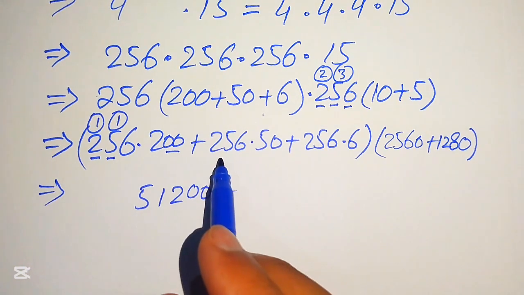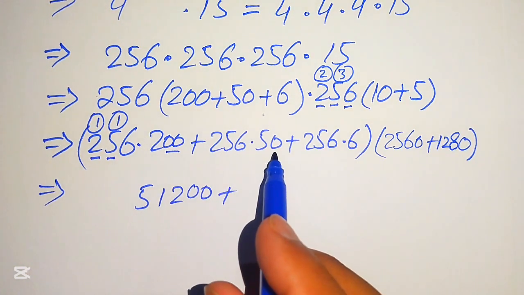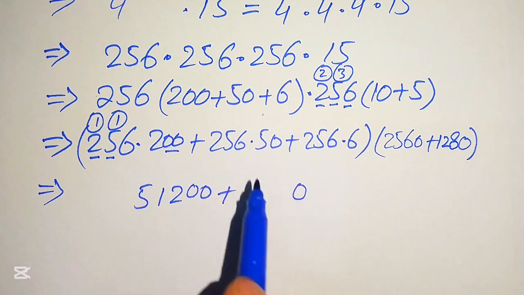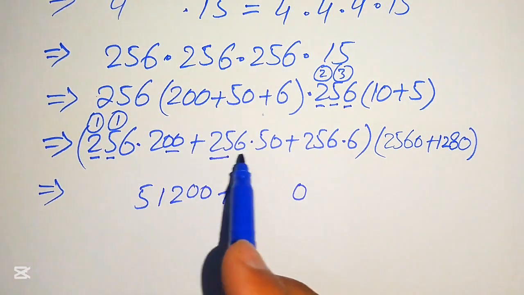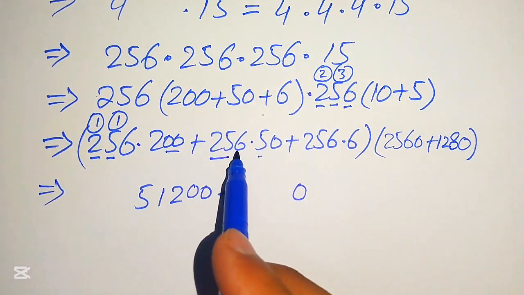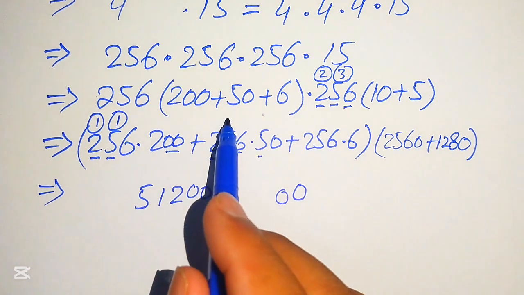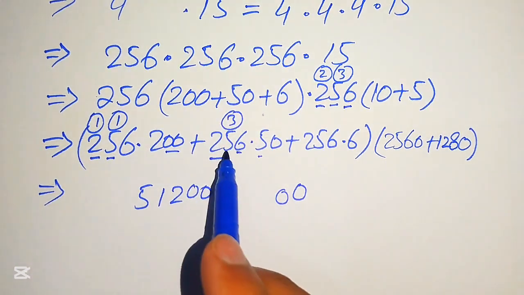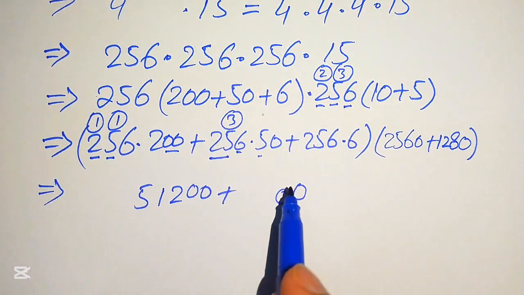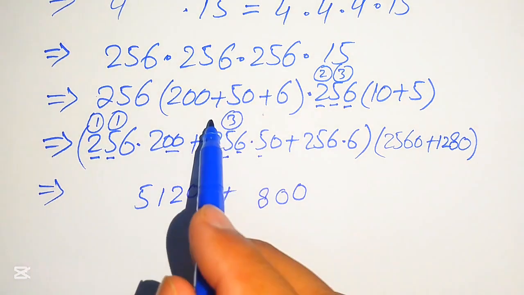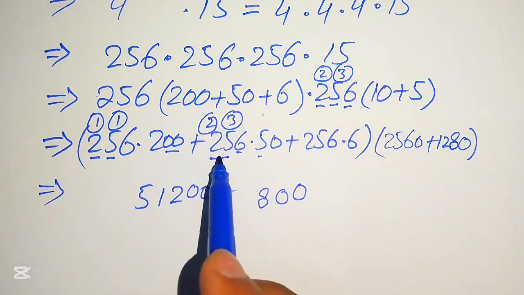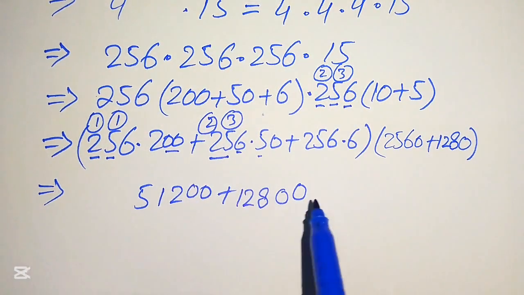And in the same pattern we multiply 256 with this number. Here we copy down this 10 here, and we multiply just 5 with this number. So 5 6s are 30, we write 0 and carry 3, 5 5s are 25, 25 plus 3 becomes 28, we write 8 and carry 2, 5 2s are 10, 10 plus 2 becomes 12.